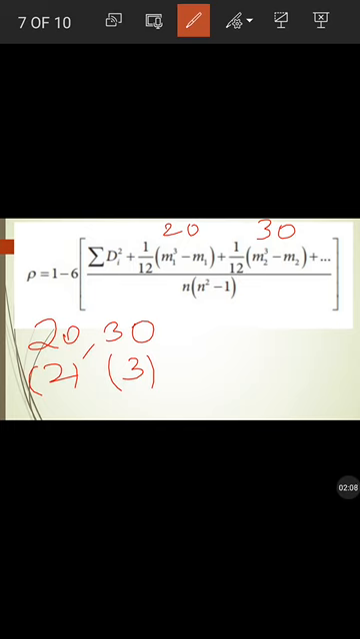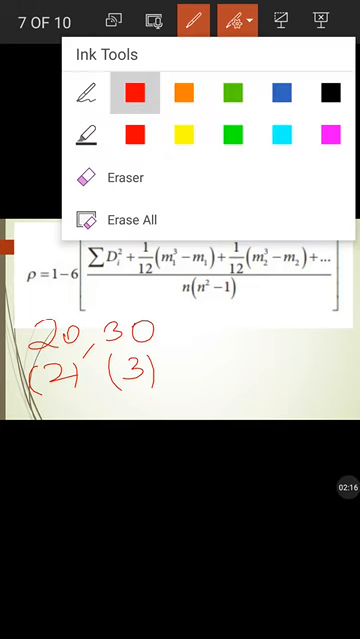So this 1 by 12 is for 20, and this 1 by 12 is for 30. In this particular problem, only 2 marks are repeated, one is 20 and the other one is 30. 20 is repeated 2 times and 30 is repeated 3 times. So the first 1 by 12 is for 20 and the next 1 by 12 is for 30. Now what we have to do is apply it in the formula, okay?